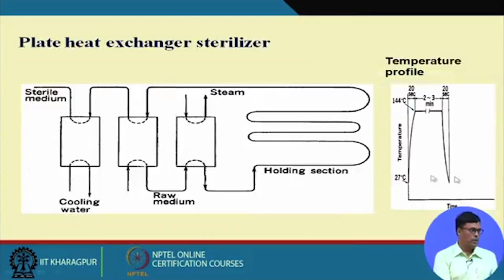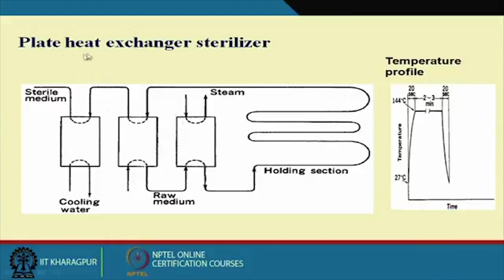In industry, the sterilization technique that is in operation is what we call plate heat exchanger sterilization. Here we have 3 heat exchangers, 1, 2, 3. You can see the 3 different heat exchangers. Now this particular heat exchanger we call the economizer, this we consider as the economizer.